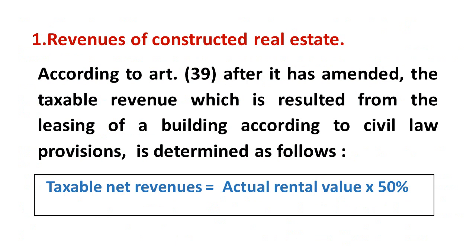Now let us discuss each one in some details. Number one, revenues of constructed real estate. According to Article 39, after it has been amended, the taxable revenue which is resulted from the leasing of a building according to civil law provisions is determined as follows: taxable net revenues equals actual rental value multiplied by 50%.